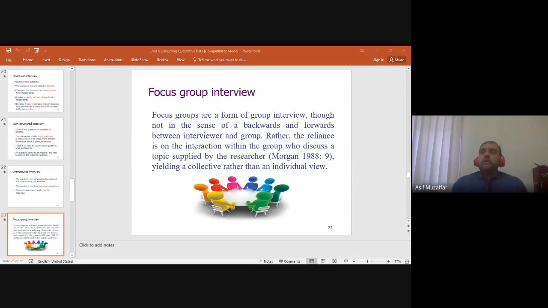For example, Toyota is going to launch a new electric car. Now, the electric car is new. That means, let's say, there are very few countries who are using electric cars. Now, Toyota wants to make an electric car, and they want to know what are the important characteristics of this new Toyota car. So they will form a focus group of 5 to 10 people or 15 people.